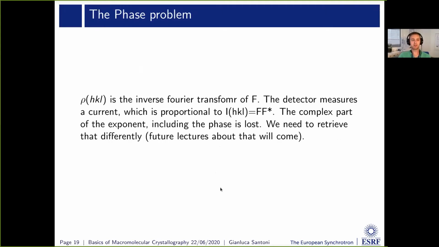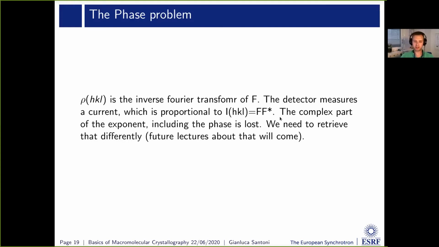Why is this a problem? Because when we want to do the inverse Fourier transform, we need to know two parameters. We need to know the modulus of the vector and what we call the phase. The phase is basically the exponent of the complex part. Now, our detector doesn't measure amplitudes, but measures currents. Currents are proportional to the intensity of the incident wave, and the intensity is actually given by the square modulus of the complex number, or in complex number terms, by the number multiplied by its complex conjugate, which means that the complex part is lost when we do the experiment.